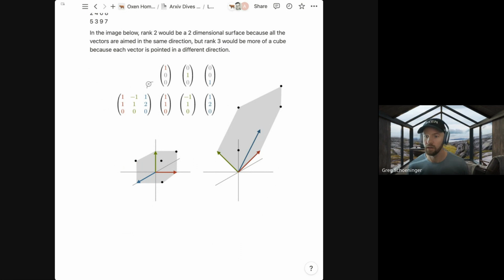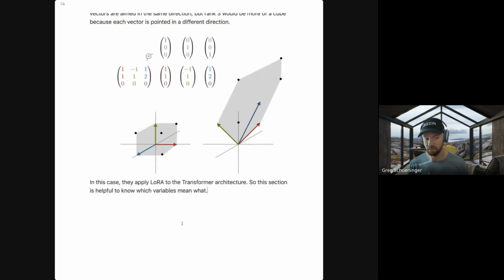So LoRA can be applied to any neural network architecture. We've seen it applied to Stable Diffusion and other models. In this one, they're specifically doing it for the transformer architecture.